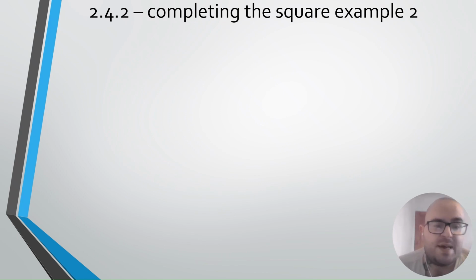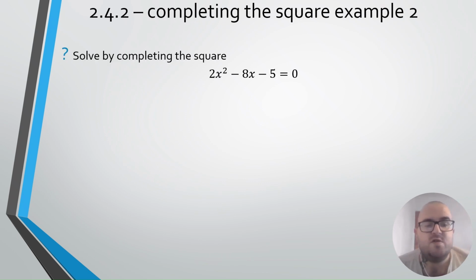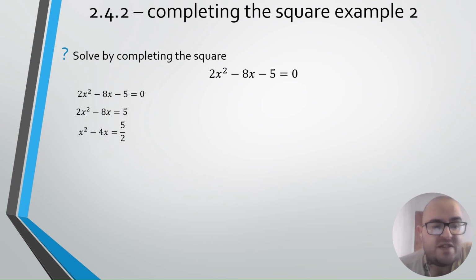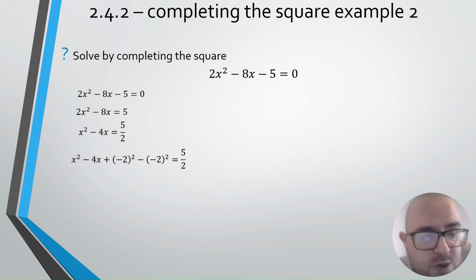So there's another example here, and the difference is you don't have 1 in front of the x. So the first thing we're going to do is divide everything by 2. We'll take the 5 over to the right hand side, divide through by 2, and you get x squared minus 4x equals 5 over 2. We have negative 4 and square it, so we have x squared minus 4x plus negative 2 squared minus negative 2 squared is equal to 5 over 2.